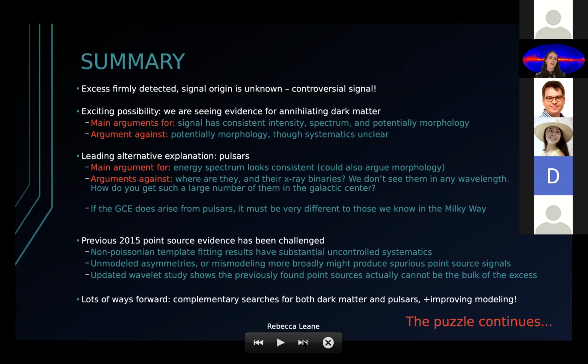We discussed a bit about the previous point source evidence and how those results have been challenged. It seems like there are a number of systematics that we have to understand with the non-Poissonian template fitting. Particularly, we showed with these unmodeled asymmetries, or just general mismodeling, it's possible to produce spurious point source signals. And the new wavelet results show that the previous point sources are actually not the bulk of the excess. This is something we want to get to the bottom of, and I think there are a lot of ways forward, particularly these complementary searches for both dark matter and pulsars, and hopefully improving the modeling in the future. But for now, the puzzle definitely continues.